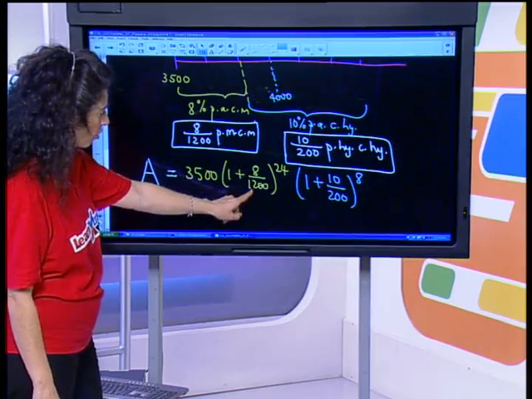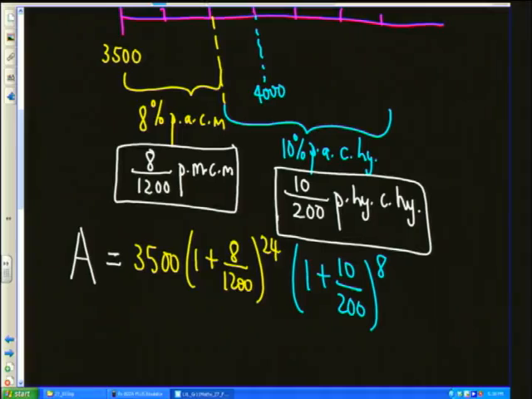Here, have I got a monthly rate? Have I got the right number of periods? Have I got a half-yearly rate? Have I got the right number of half years? So you then can check that for accuracy, and you can go back to your calculator and just enter it. And notice, I haven't used my calculator at all because I'm trying to construct that formula.